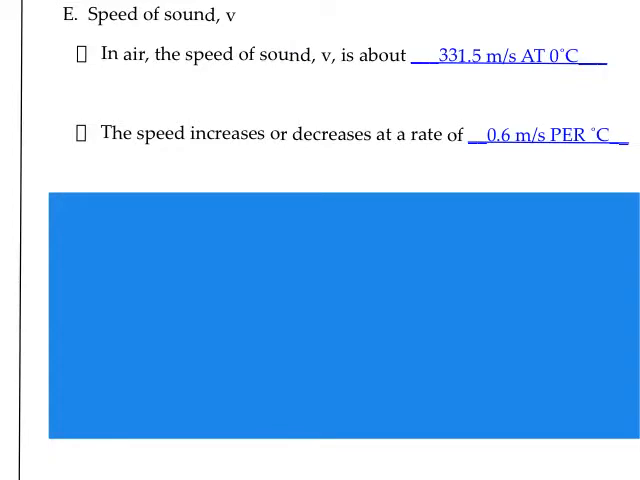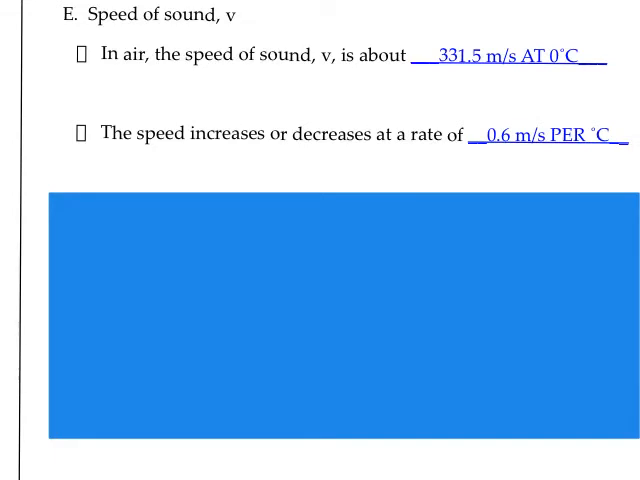Next, we're going to look at the speed of sound in air. At 0 degrees Celsius, sound travels at approximately 331.5 meters per second. You should remember from chemistry that as the temperature of something increases, those molecules can vibrate faster. So the same is going to be true for our sound waves. For each degree of temperature change, the sound will travel at a difference of 0.6 meters per second.